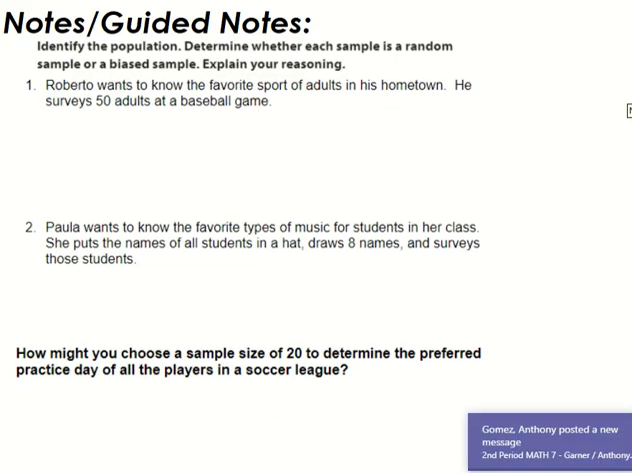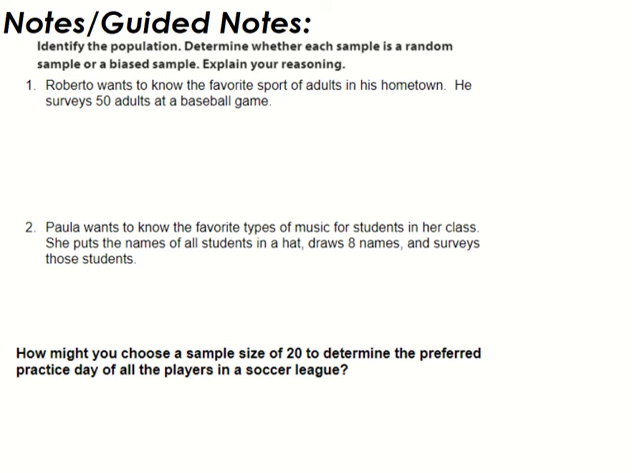All right, so all we're going to do today is determine when things are random and when they're biased, and then why, okay? So Roberto wants to know the favorite sport of adults in his hometown. He surveys 50 adults at a baseball game. Would you consider this random or biased? I want you to guess. You don't even have to write it down, just in your head, what do you think? Is this random or is this biased, and why?